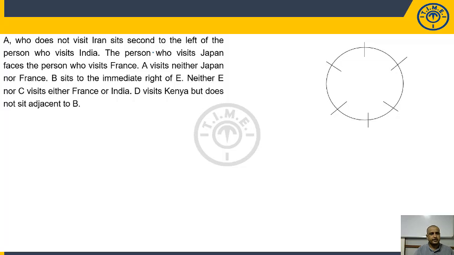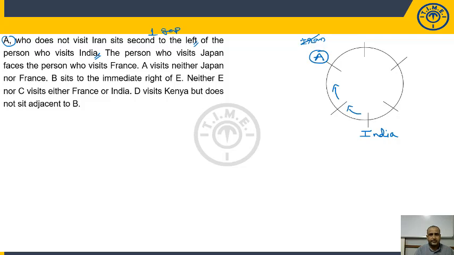What is given? A, who does not visit Iran, sits second to the left of the person who visits India. So let's take the person who is from India here, and A is second left. First left, second left. So A will be here. Second left means there will be one gap to the left side of the person who visits India. A will be there, and A is not from Iran. So here I cannot write Iran. Okay. Next.